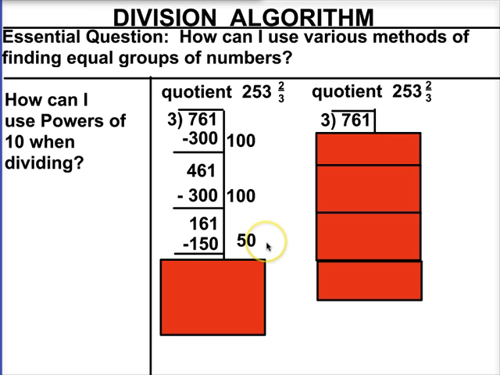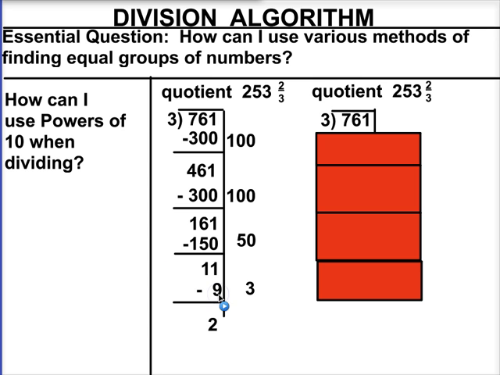I can no longer take out a 3 times 100 because there's not enough. 161 is much less than 300. I can still use a power of 10. 3 times 50 is still a power of 10. It ends in a 0. It's a power of 10. 3 times 5 is 15. 3 times 50 is 150. And when I subtract this, I have 11.